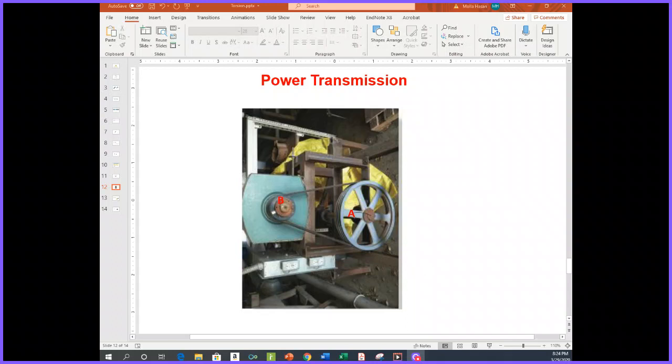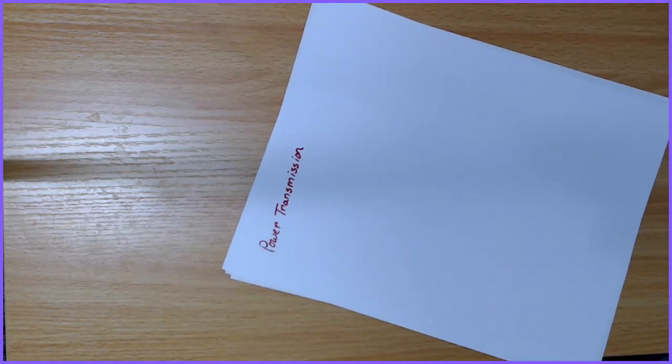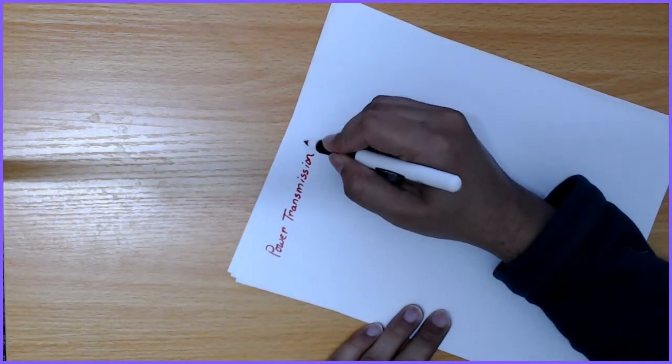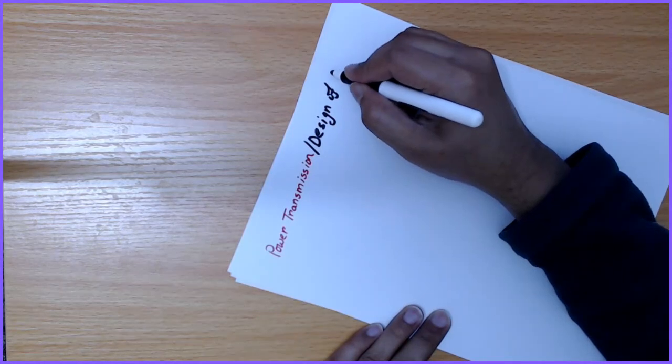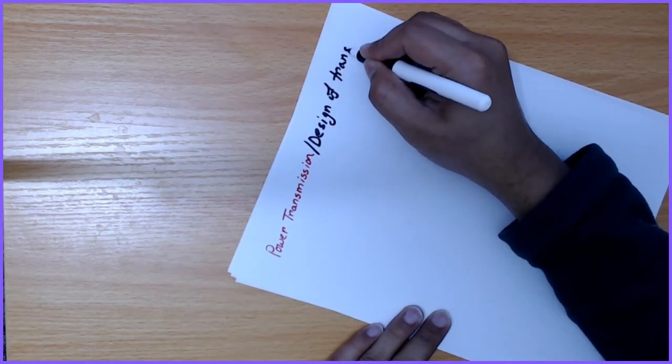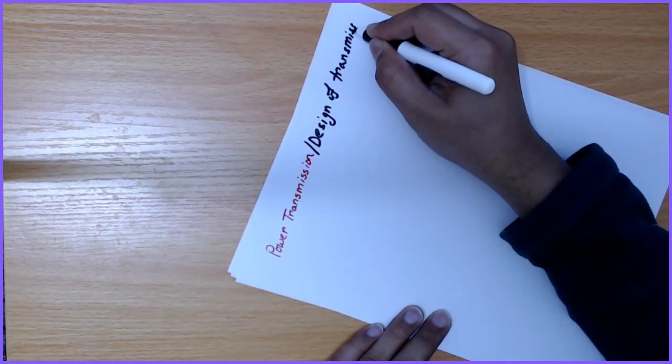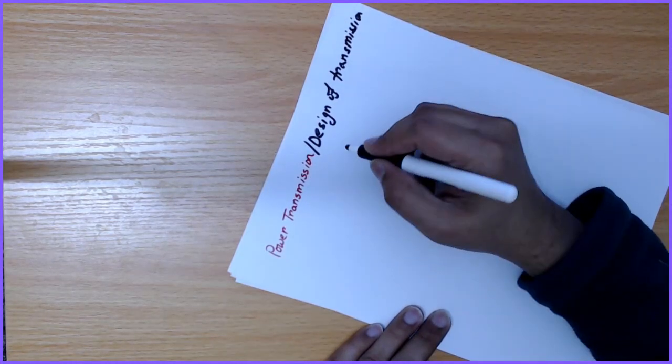Now, the power transmission and the design of transmission shafts.